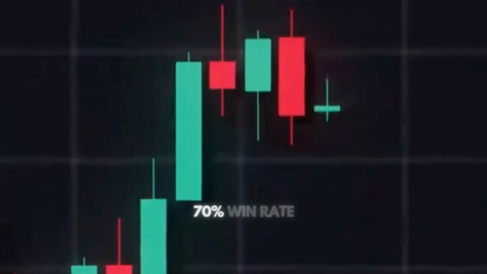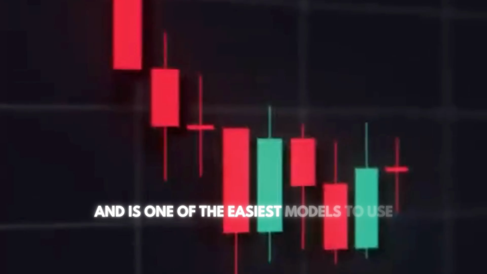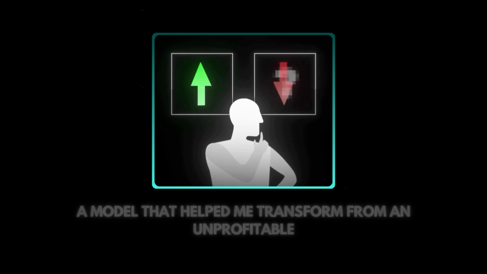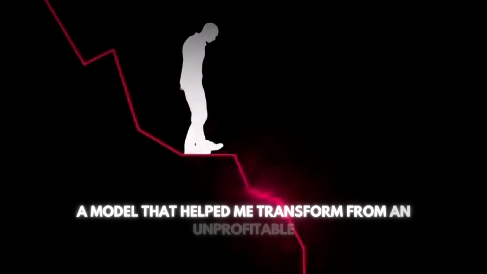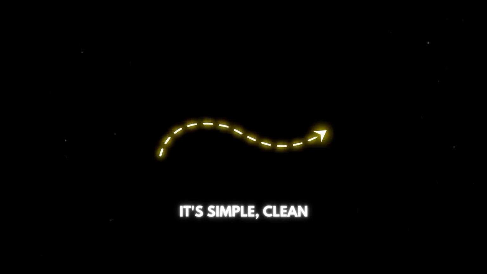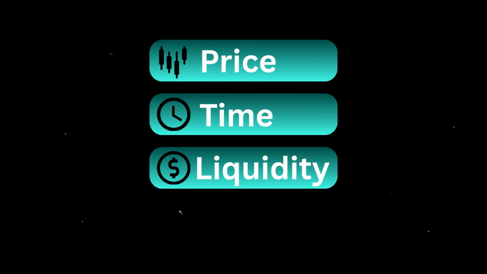Today, I will explain the ICT scalping model that has around a 70% win rate and is one of the easiest models to use, even without identifying daily bias. A model that helped me transform from an unprofitable trader into a profitable one. It's simple, clean, and built only on price, time, and liquidity. Nothing else. Now let's look at the core concepts we're going to use in this model.